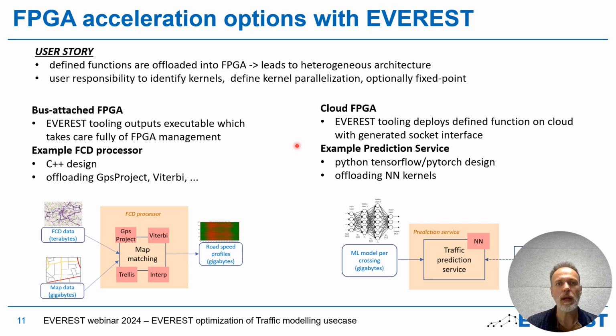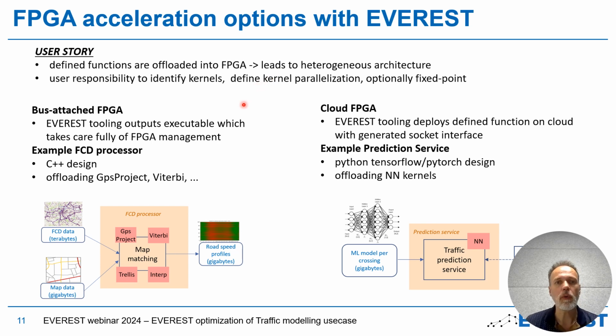Let me now outline the FPGA acceleration methodology and technology developed within EVEREST. The user story is that user can annotate a function, we call it kernel, of his C++ or Python code as to be uploaded to FPGA. Then with several hints from user, such as parallelization degree, fixed point definition for floating point operations, EVEREST compilation flow takes over and generates hybrid architecture executable.